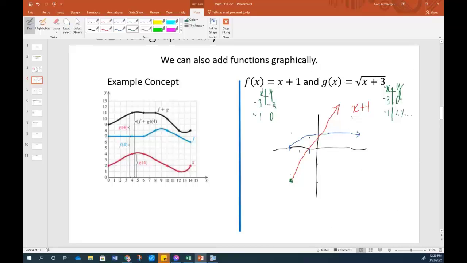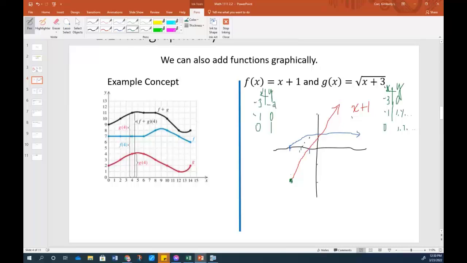Now let's try one more number so you can see the adding, even though it's so hard online. If I plug in a 0, 0 plus 1 is 1. If I plug in a 0 on the other one, 0 plus 3 is 3, but the square root of 3 is approximately 1.7. So if I add 1 plus 1.7, I've got to be at 2.7. So 2.7 is going to be quite a bit further up.